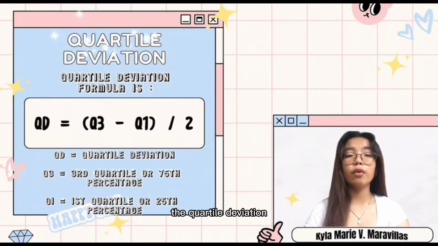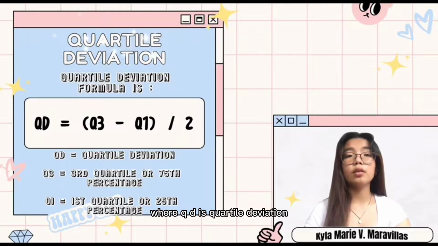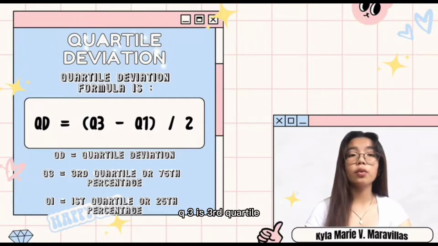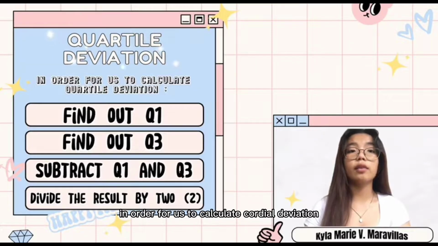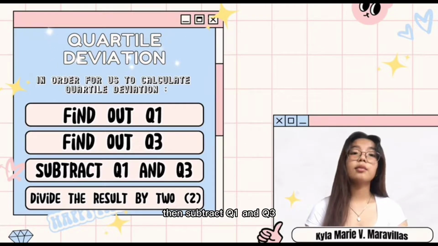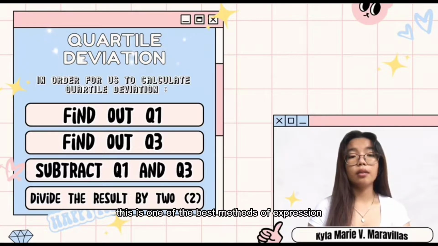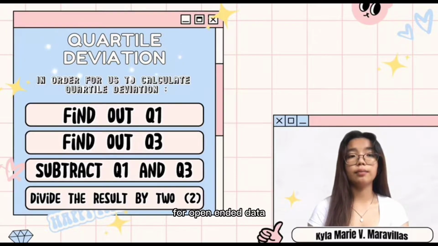The quartile deviation formula is QD equals Q3 minus Q1, over 2, where QD is quartile deviation, Q3 is the third quartile or 75th percentile, and Q1 is the first quartile or 25th percentile. In order for us to calculate quartile deviation, the first thing to do is find Q1, then find Q3, then subtract Q1 from Q3, and lastly divide the result by 2. This is one of the best methods of dispersion for open-ended data.